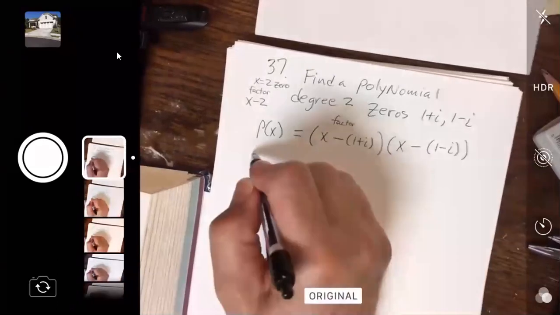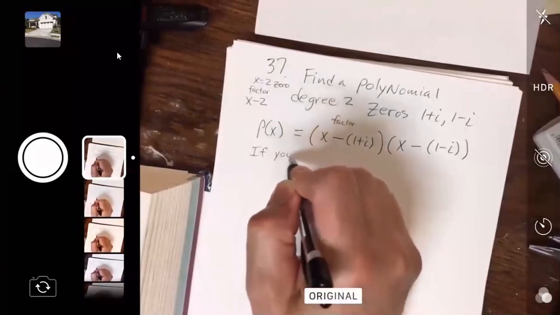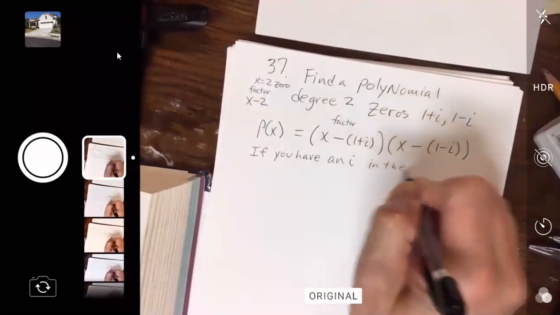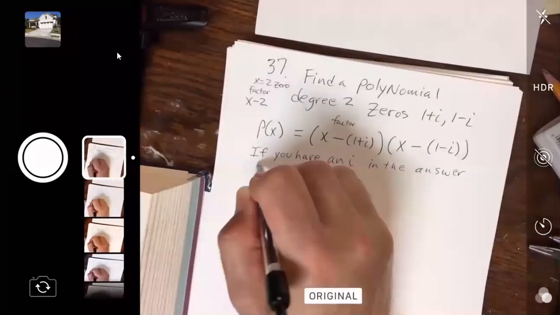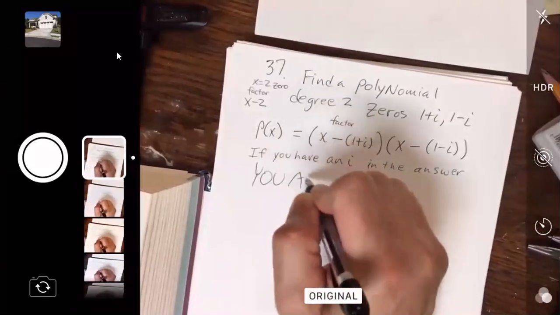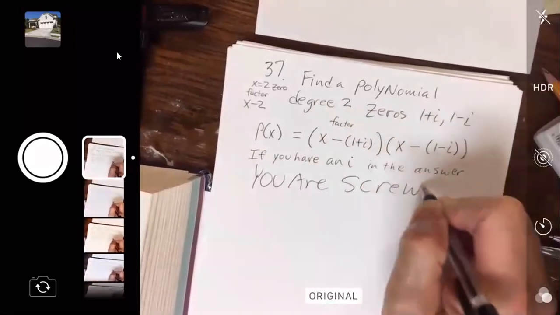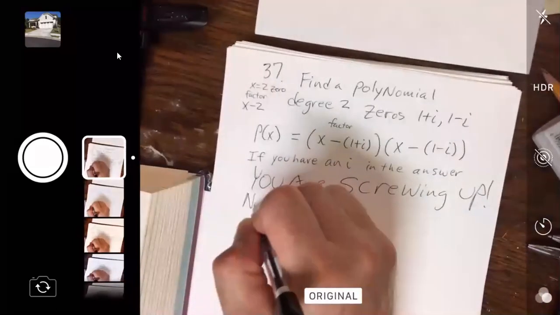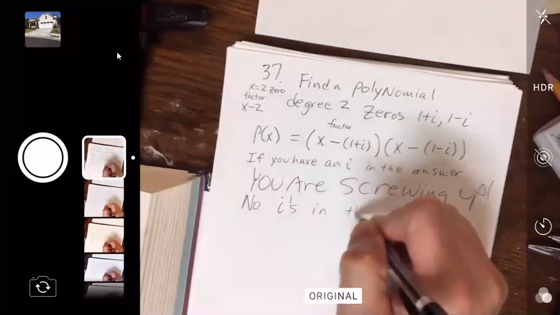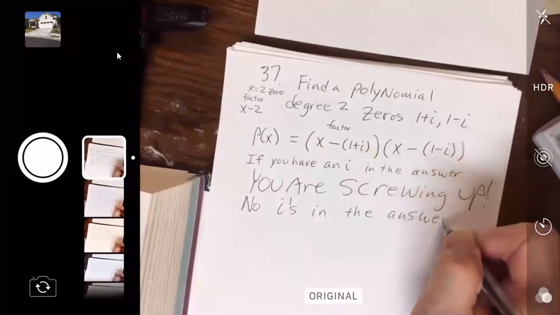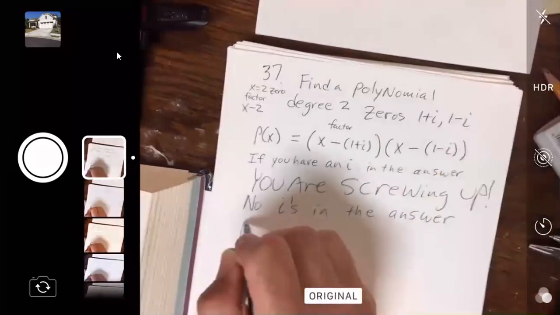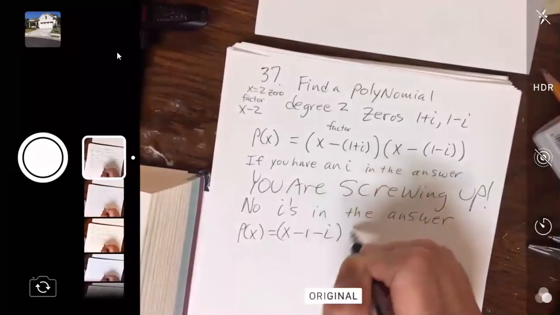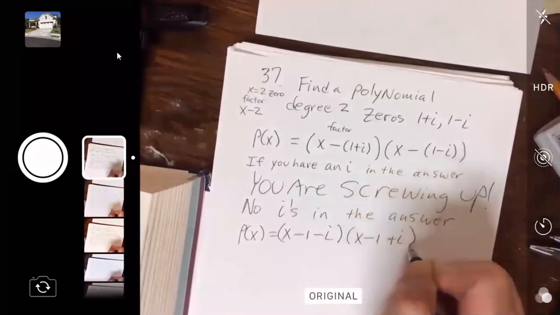By the way, if you have an i in the answer, you are screwing up. No i's in the answer. All right, so P of x will equal x minus 1 minus i, x minus 1 add i.